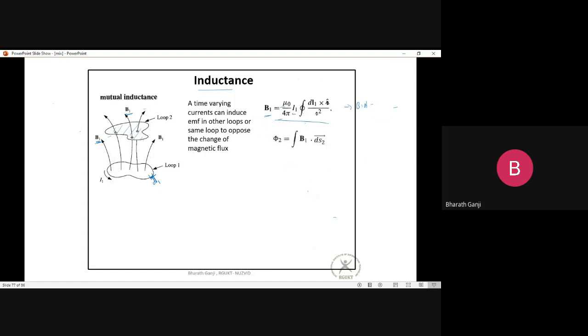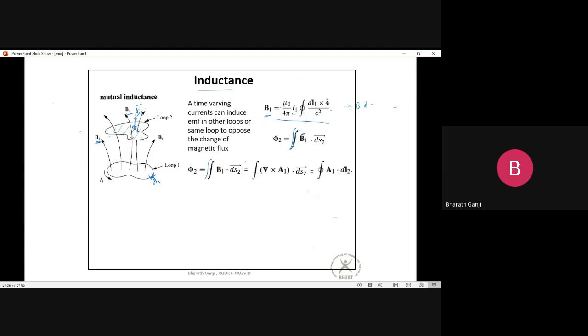Now, what is the flux going through the second loop? The flux is nothing but the surface integration of B1 bar dot ds2 bar. For the second loop, if I take a small area whose normal is ds2 bar, then the flux through the second loop is the surface integration of B1 bar dot ds2 bar.